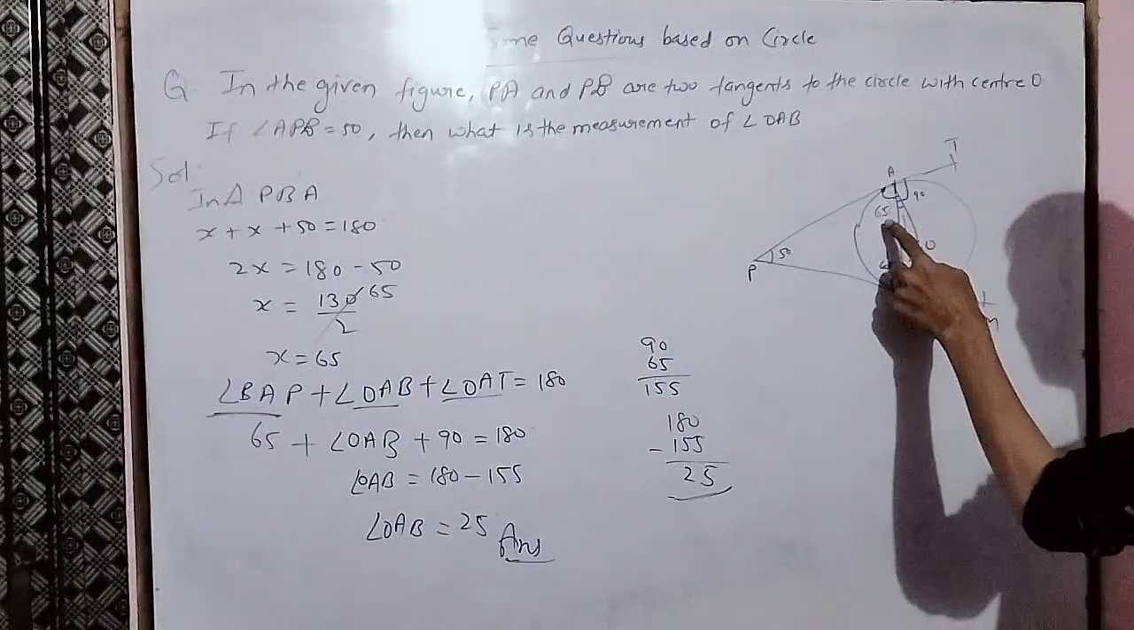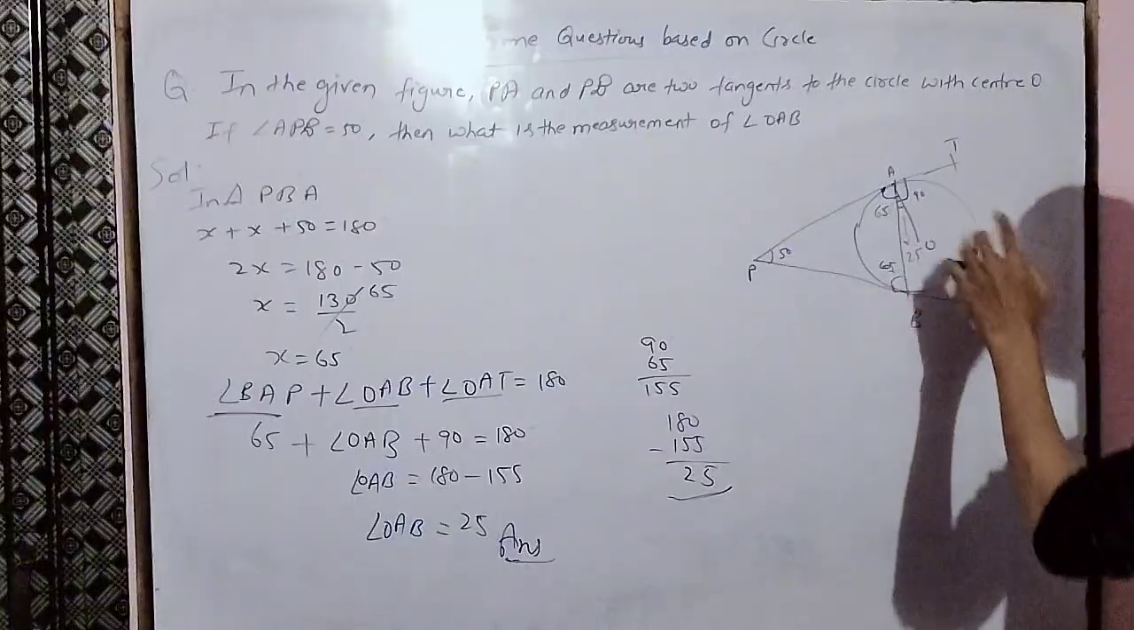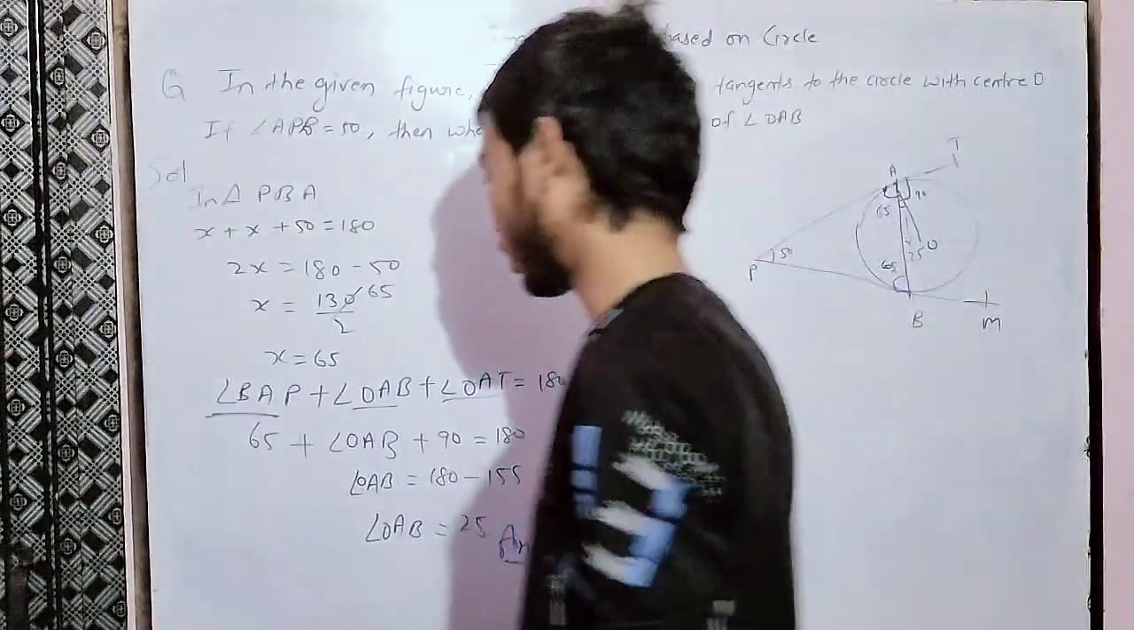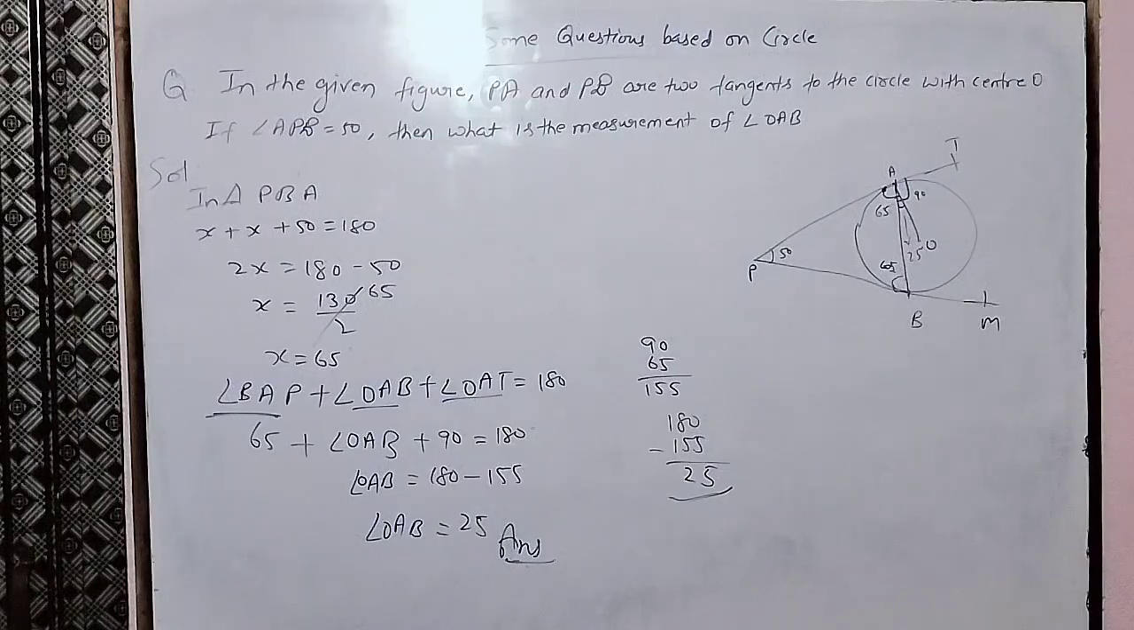Even you can check it. The sum of this and this will become 180. That's how you will find it. 25 is the final answer.